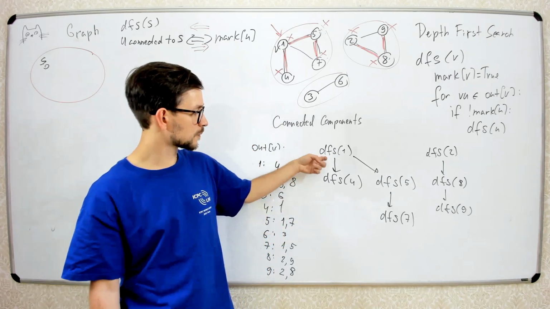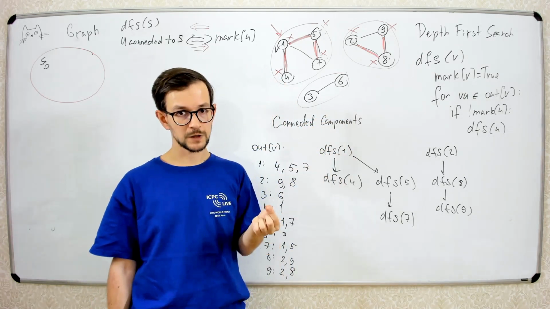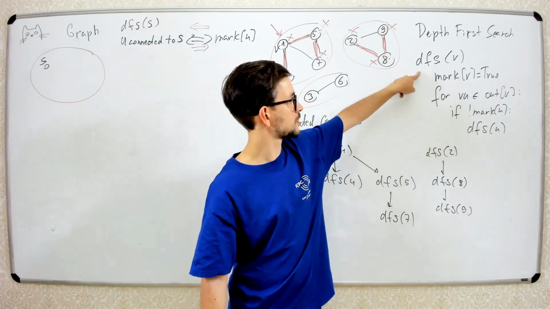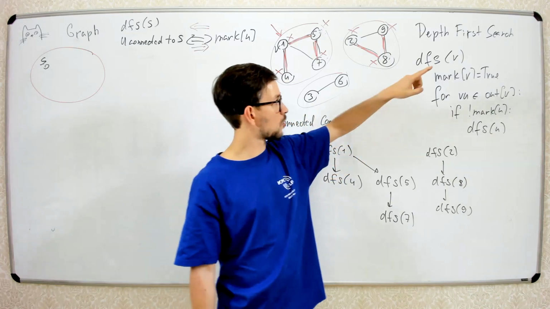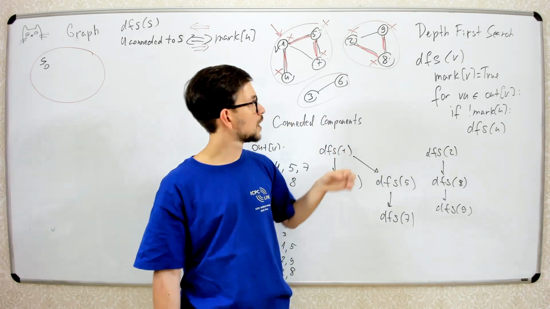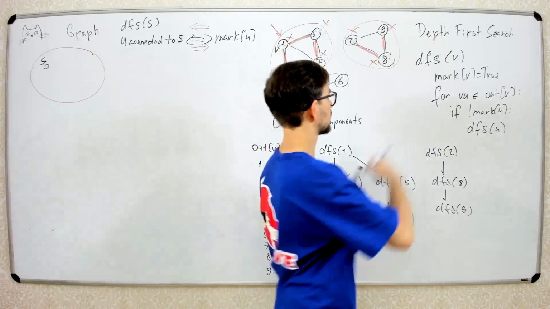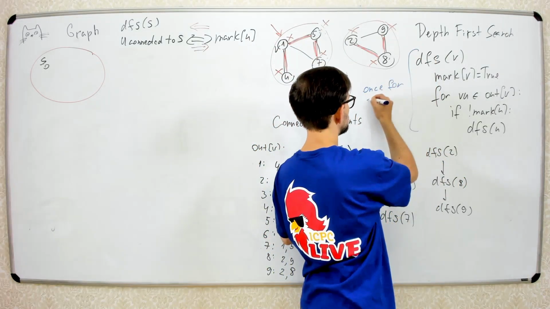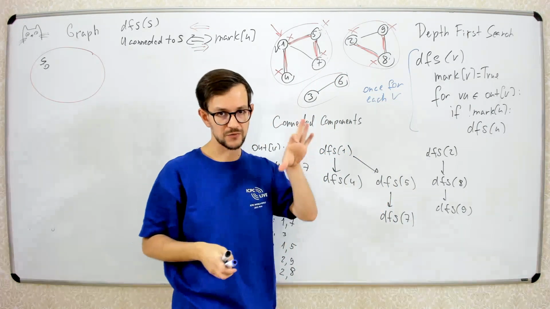Well, for each node, we will call this DFS function only once, because we only go to the nodes which weren't marked yet. And when we go into this recursion, we mark this node by the first operation. So we only call this DFS function for each node exactly once. So let's just write this. We do it once for each v. So for each v, we will call this DFS only once.